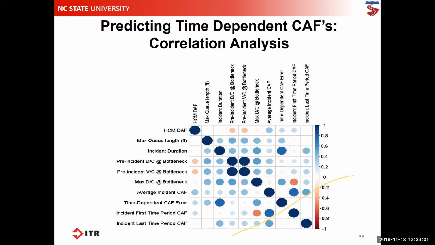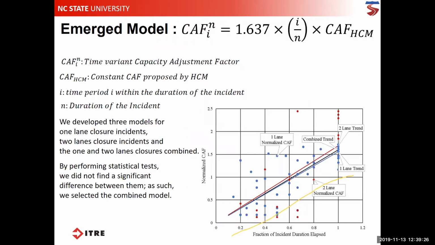we try to see if this trend that we are seeing is correlated with any other parameter within our model, like for example D over C, demand to capacity ratio, V over C ratio, or all other things. And the strongest correlation that we found with these time varying CAFs was basically with the duration of the incident. And by looking at those CAFs that I was showing a couple of slides earlier, we used regression models.